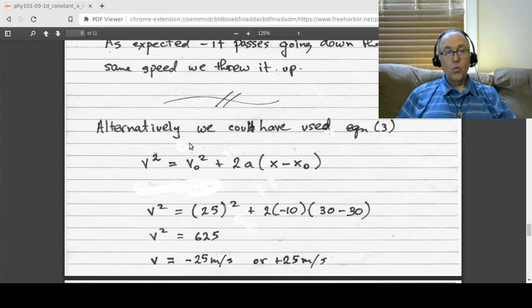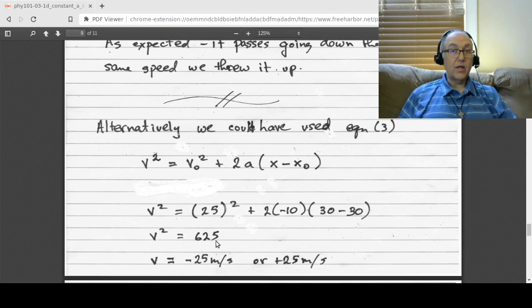And you say, well, how does that happen? Well, here we go. Here's equation number 3. v squared is equal to v naught squared plus 2a times x minus x naught. When you substitute in the numbers, you get v squared is equal to 25 squared plus 2 times negative 10 times 30 minus 30. The 30 minus 30, that's 0. So that entire second term is 0. So you just wind up getting that v squared is equal to 625.